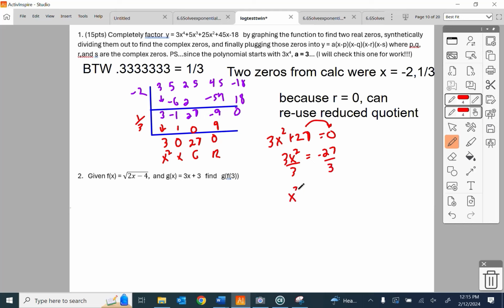And I get that x squared is the root of -9. I know that that is the plus or minus imaginary root of 9, and I know that the root of 9 is 3, so plus or minus 3i.